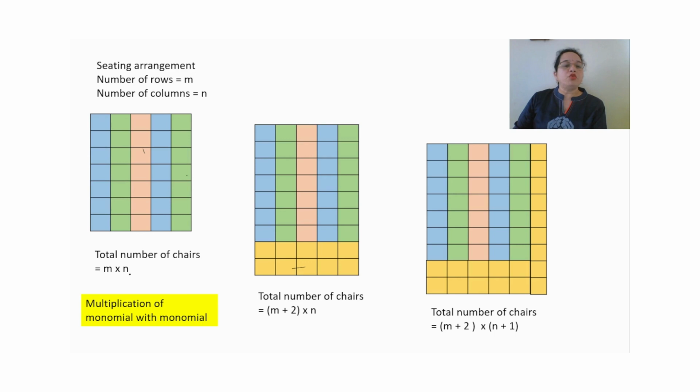We multiplied monomial with monomial, but when we add extra chairs in the row, this will become monomial with binomial. These are the two terms. So this is binomial, this is one term. So multiplication of monomial with binomial. But when we increase the number of chairs in the column also, this will become binomial with binomial. This is also binomial, this is also binomial. So multiplication of binomial with binomial.